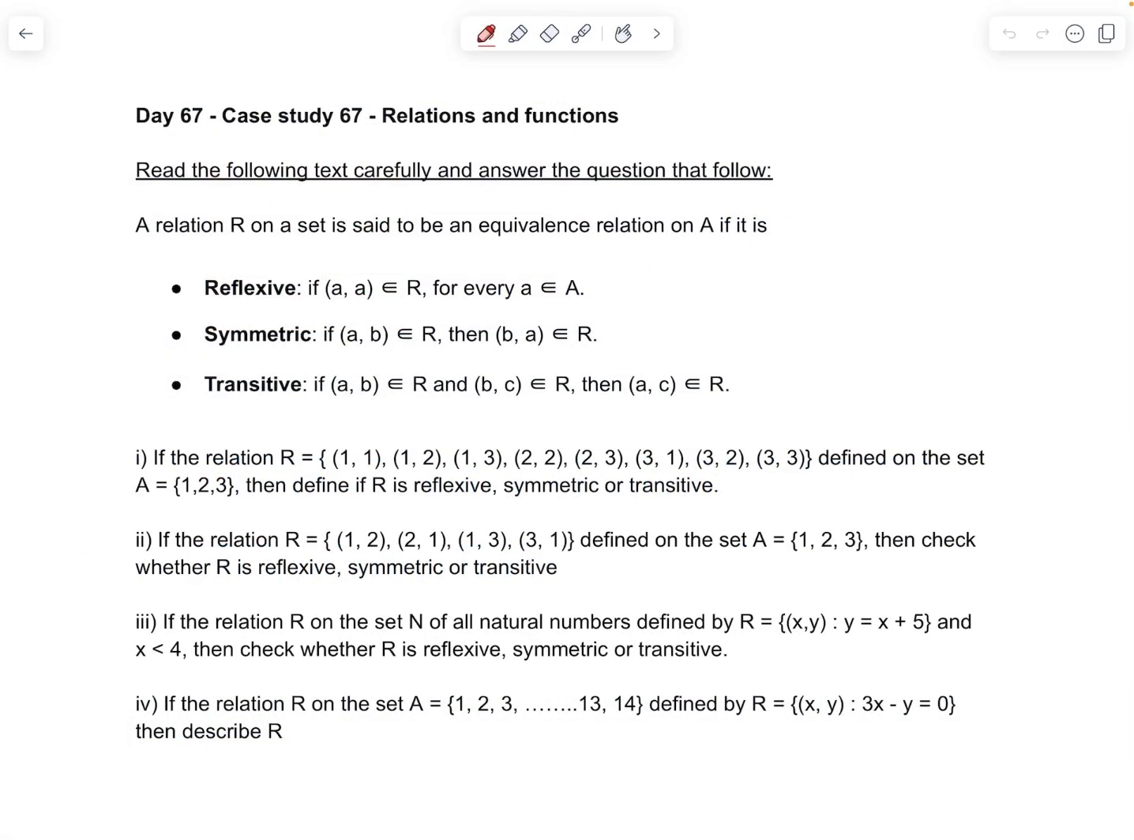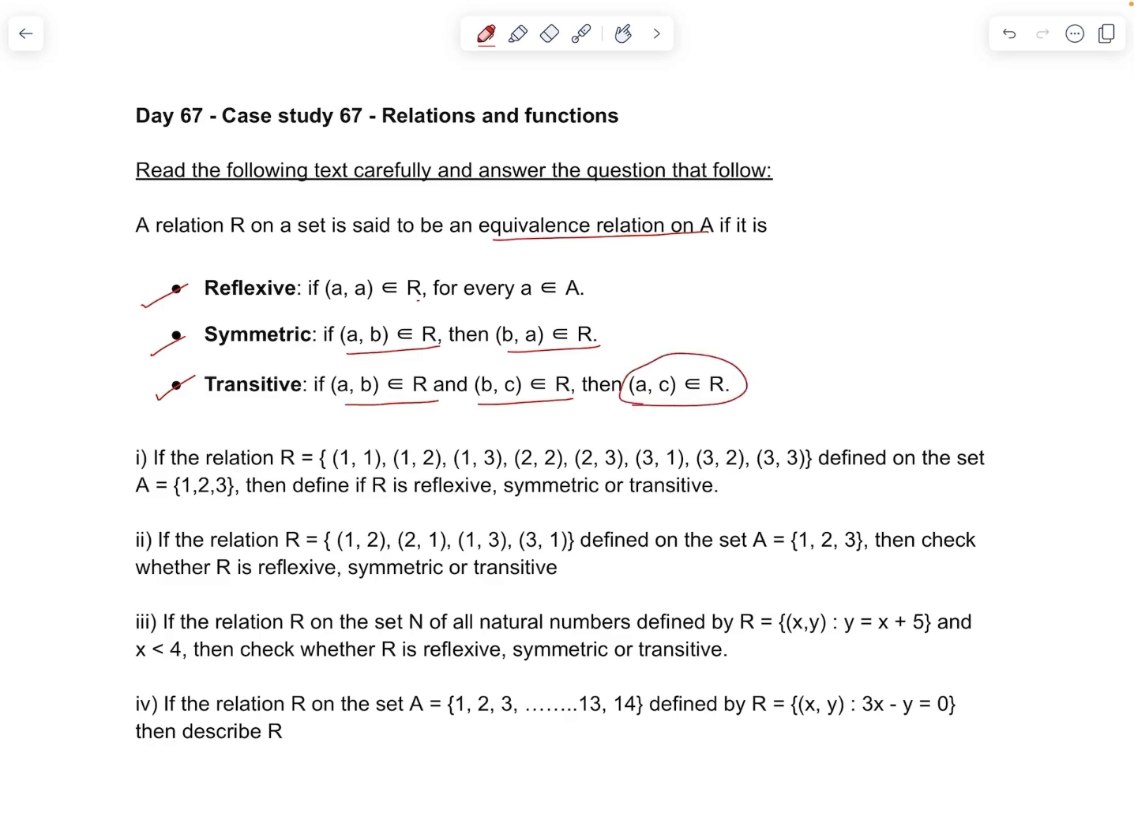The question goes like this. A relation R on a set A is said to be an equivalence relation on A if it is reflexive, symmetric and transitive. R will become reflexive if (a, a) exists in R for every a in A. R will become symmetric if (a, b) exists in R, then (b, a) is also there in R. R will become transitive if (a, b) in R and (b, c) in R, then (a, c) is also present in R.